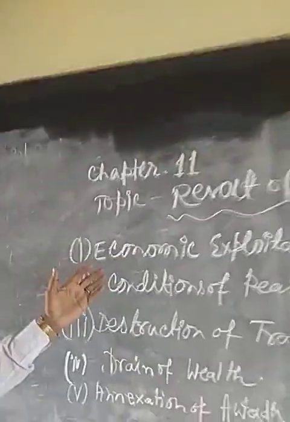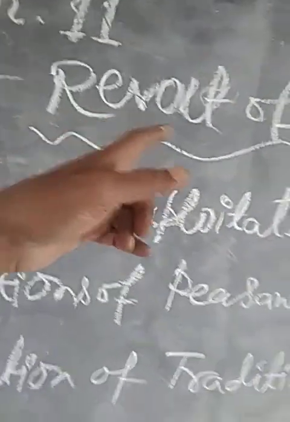The points of the following lesson, Revolt of 1857, mentioned on the board are as follows. Economic exploitation, conditions of peasants and zamindars, destruction of traditional handicraft industries, drain of wealth, and annexation of Ayodhya.